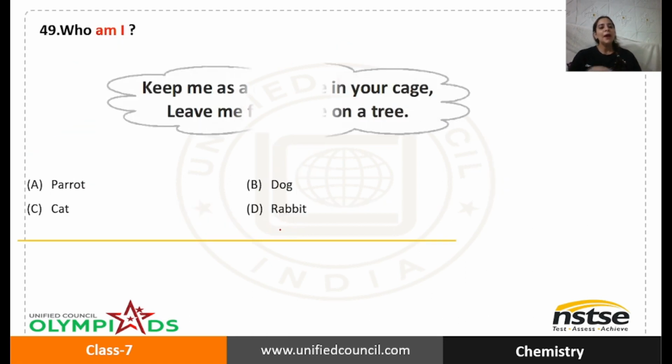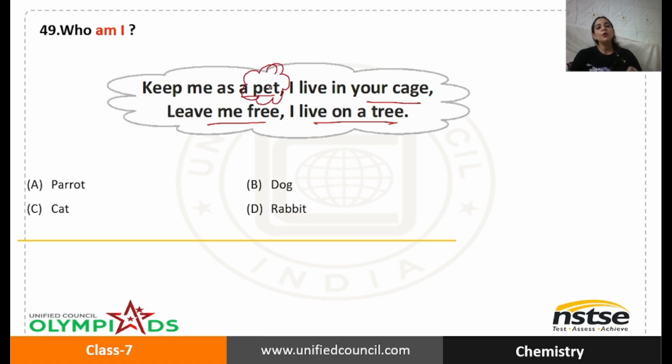Next question. Who am I? The hint we have is: keep me as a pet, I live in your cage, leave me free, I live on a tree. So basically it is said that we are talking about some animal and you can keep it as a pet. I hope you know what a pet is. Pets are those animals which can be kept at home. You cannot keep all the animals at home, right? But there are few animals which are safe for us. We can keep them at home, like dogs, cats, etc. So keep me as a pet, that means it can live with us in a house. Leave me free, once you set it free, I live on a tree. So that means that animal goes and lives on a tree.